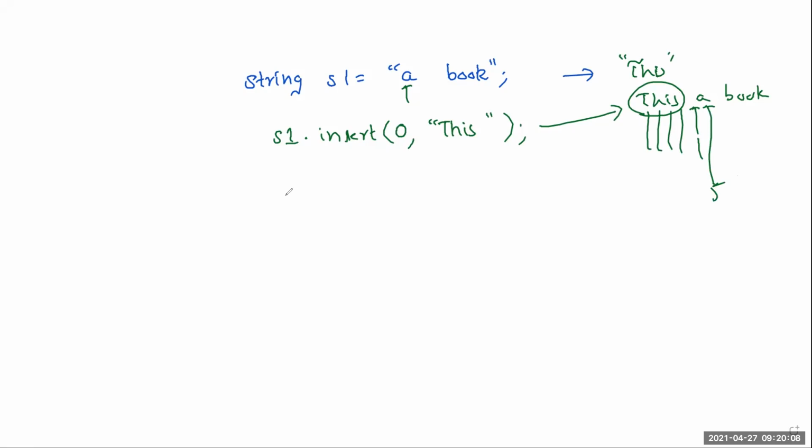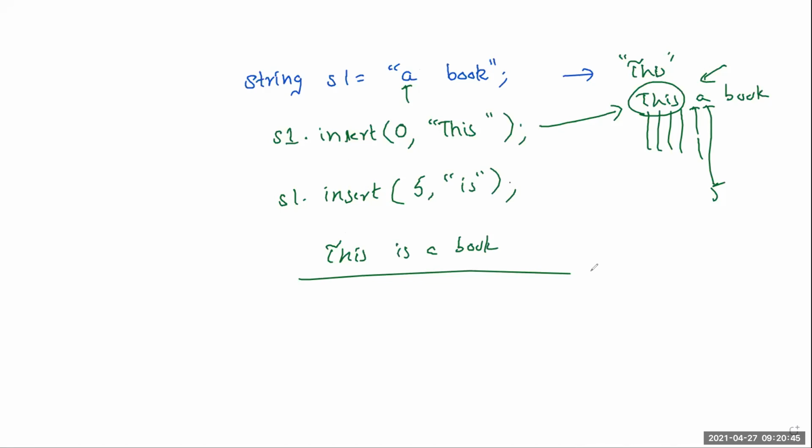So what you will do now, you can do s1. Do remember when I write s1 dot insert, s1 is updated, means s1 has changed now. So if I call this function again, s1 has the new value, the updated value. It's not that s1 is the original one, s1 is now changed. So now I write s1 dot insert at position 5, you insert this thing. Now your string will become this is a book. You see again, fairly simple.